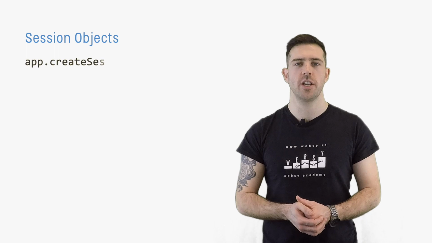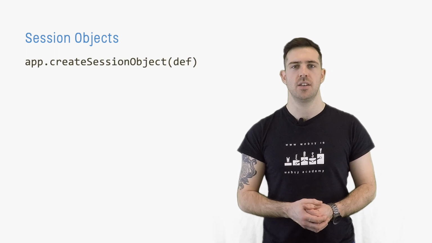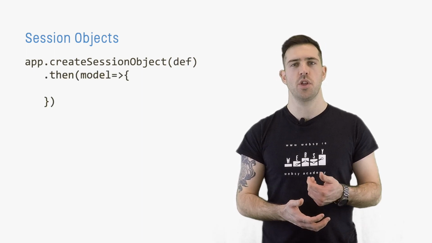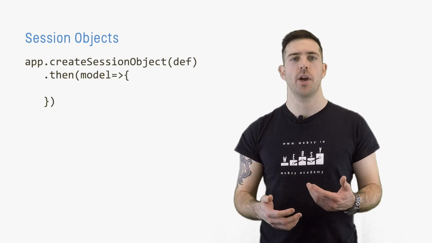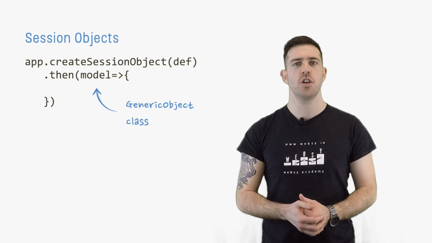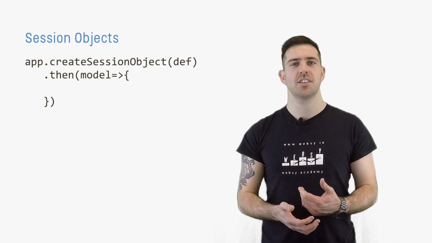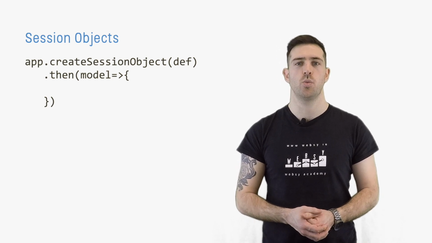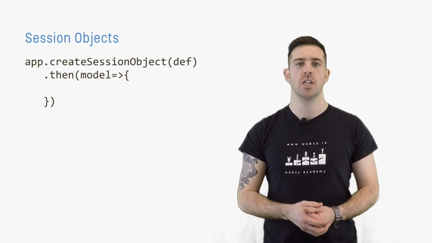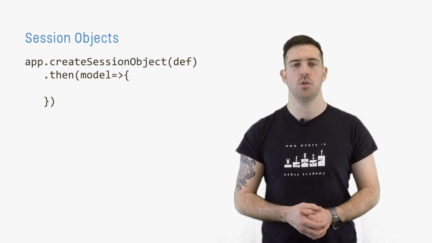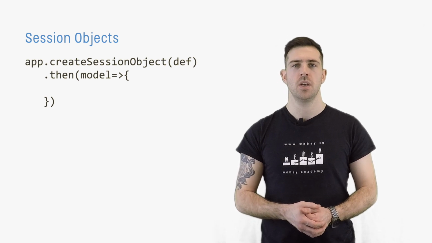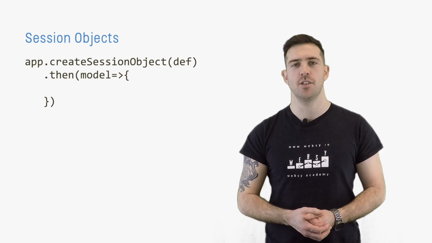To create a session object, we use the createSessionObject method on the app class, passing in the generic object definition as a parameter. The resulting promise provides us with an object that represents the generic object class, which we'll refer to as the model. Being generic, this class contains a very large list of methods which may or may not be applicable, depending on the q properties that were used in the definition. Here are some of the methods we'll be looking at in this course.